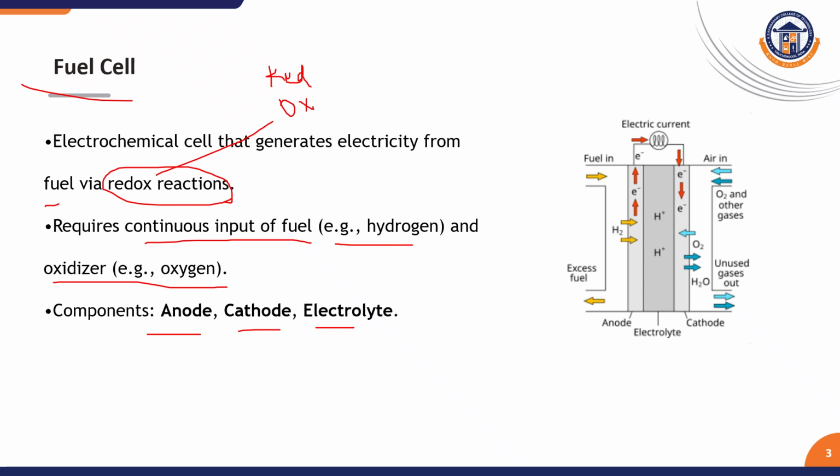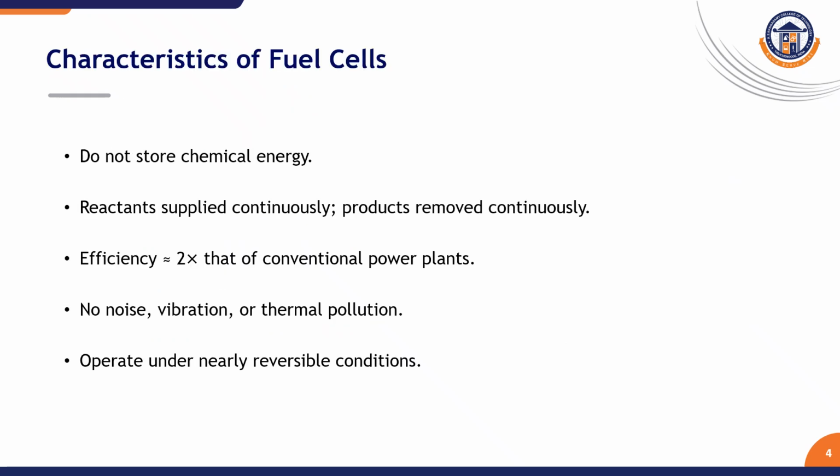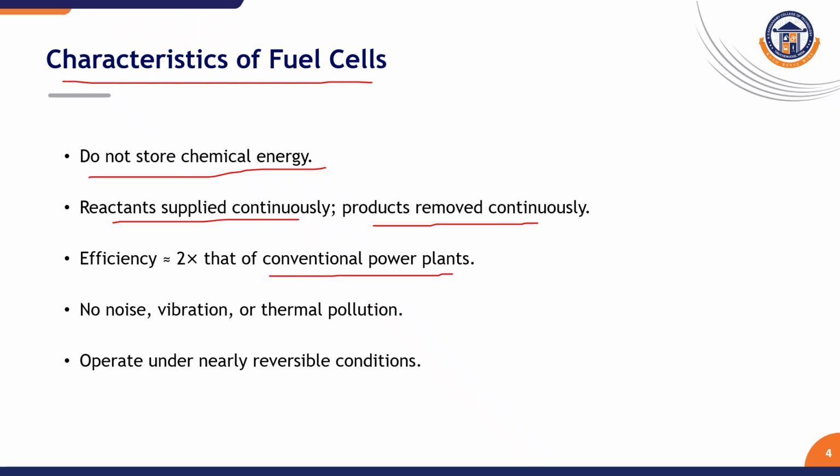Then we move on to the characteristics of fuel cells. They do not store chemical energy. Reactants are supplied continuously and products are removed continuously. The efficiency of this reaction is approximately twice that of conventional power plants. There is no noise, no vibration and also no thermal pollution. It operates under reversible conditions, that is, both reactions can take place here.